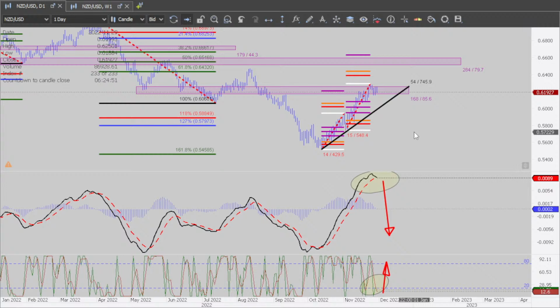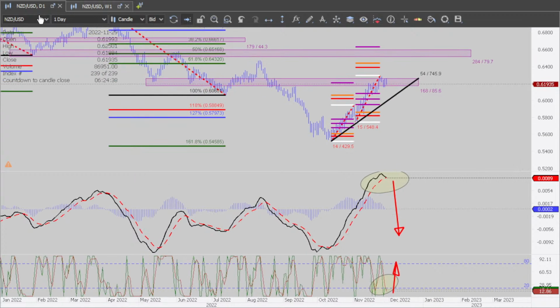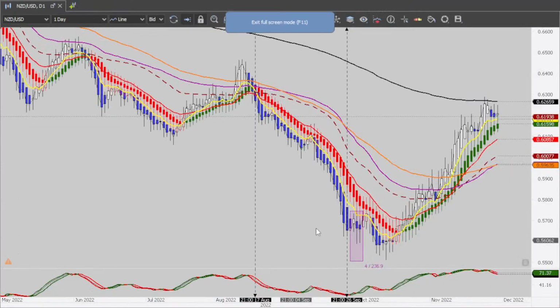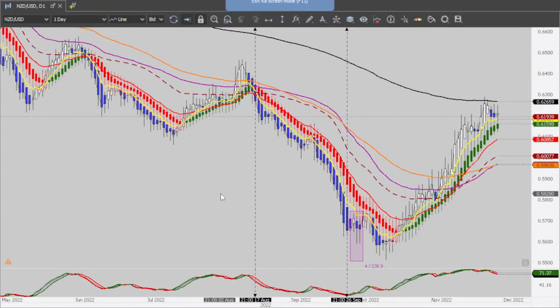Make sense? Boss, can I trade without indicators? Sure, sure you can, not a problem. Make sense, everybody? So, back to the question, what indicators do I use? I use, everybody, so this is NZUSD daily chart.